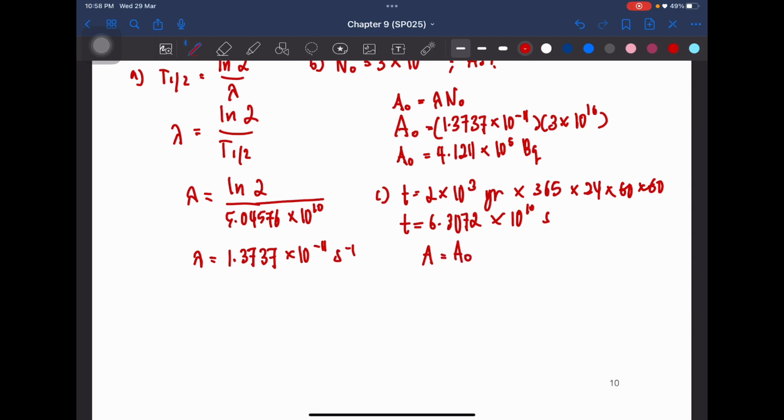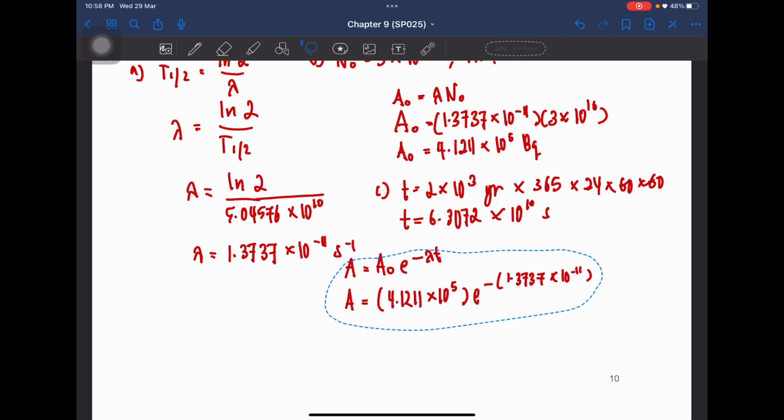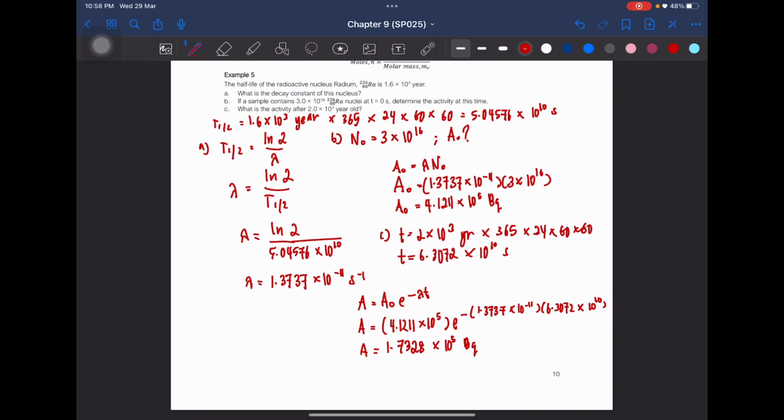So activity is A equals A naught e to the power of negative lambda T. We are looking for A. This is 4.1211 times 10 to the power of 5, times e to the power of negative, lambda is 1.3737 times 10 to the power of negative 11, times T, which is 6.3072 times 10 to the power of 10. So the activity at that time is 1.7328 times 10 to the power of 5 becquerel. So that is example 5.